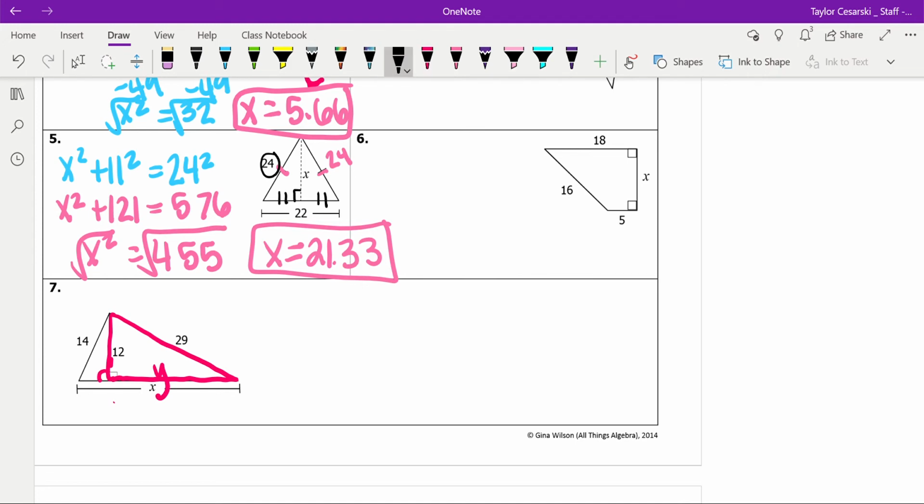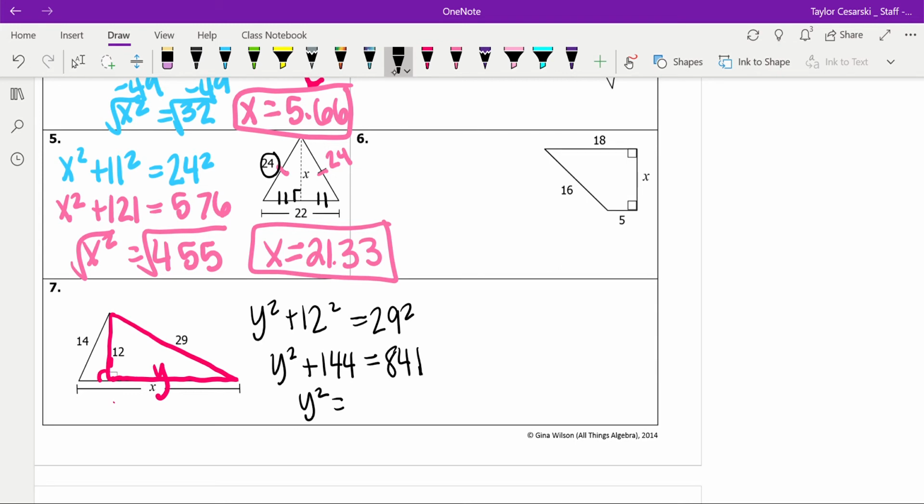All right. So we have y squared plus 12 squared equals 29 squared, 29 being your hypotenuse. So y squared plus 144 equals, let's see what 29 squared is, 841. So y squared equals 697.